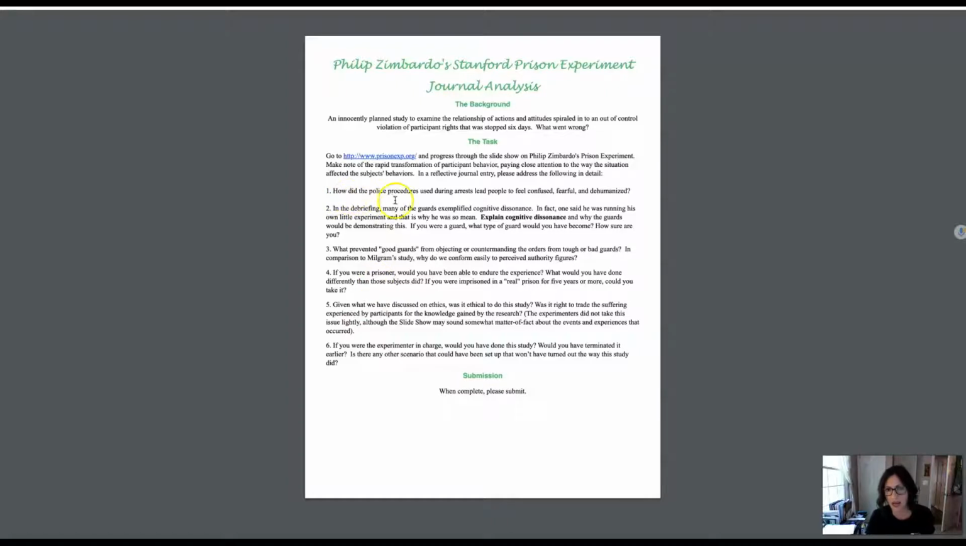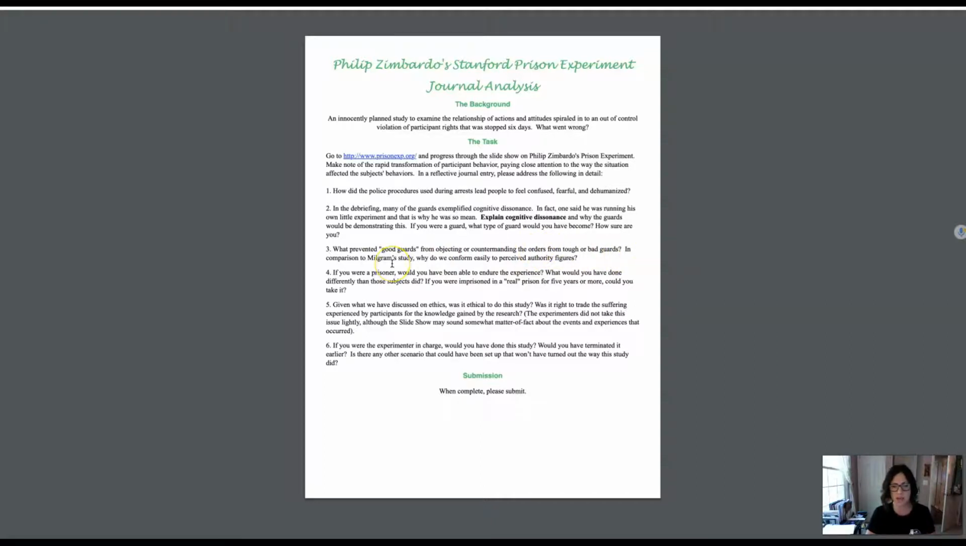So respond to, how did the police procedures used during the arrest lead people to feel confused, fearful, and dehumanized? In the debriefing, many of the guards exemplified cognitive dissonance. In fact, one said he was running his own little experiment and that's why he was so mean. Explain cognitive dissonance and why the guards would be demonstrating this. If you were a guard, what type of guard would you have become and how sure are you? 3, what prevented the good guards from objecting or countermanding the orders from tough or bad guards?